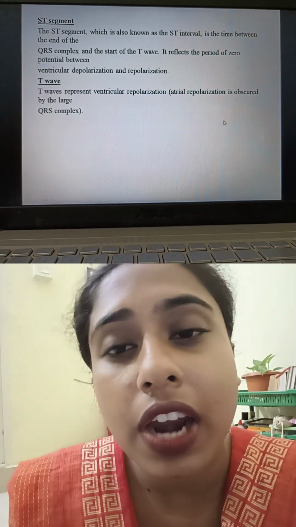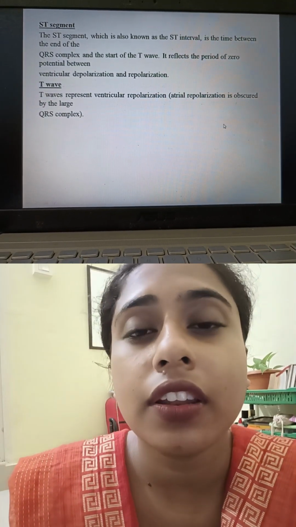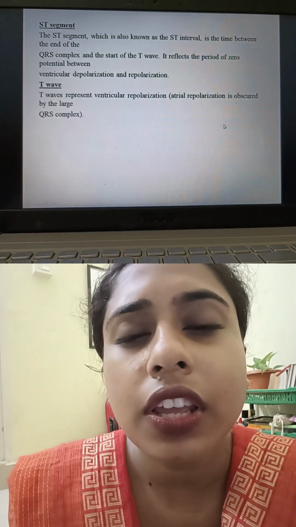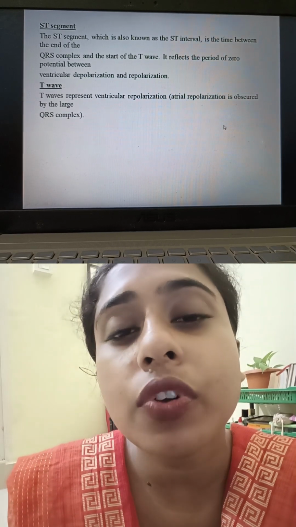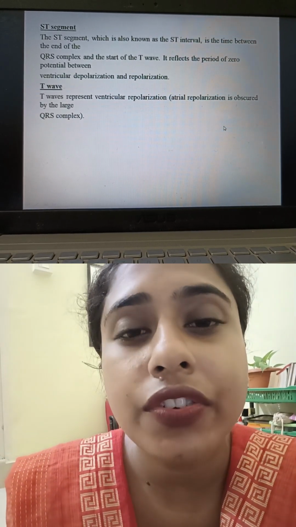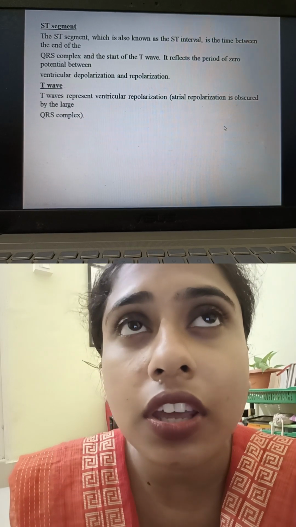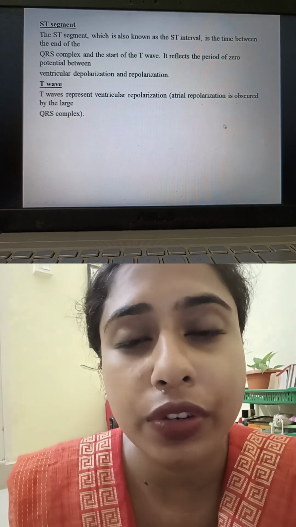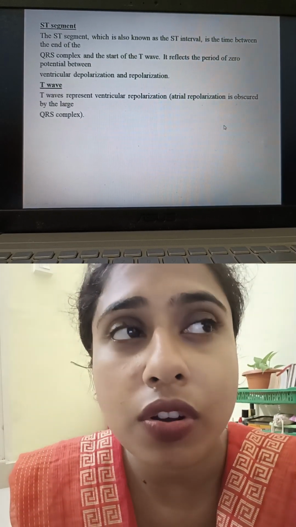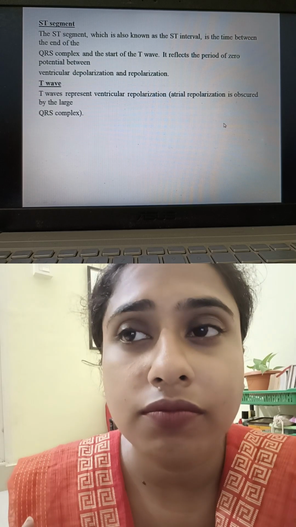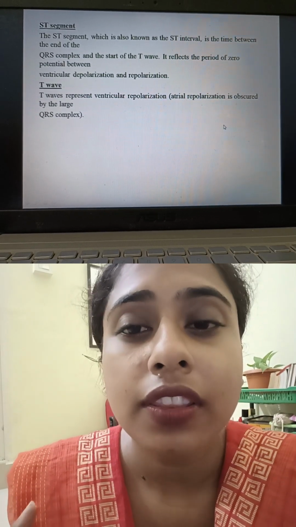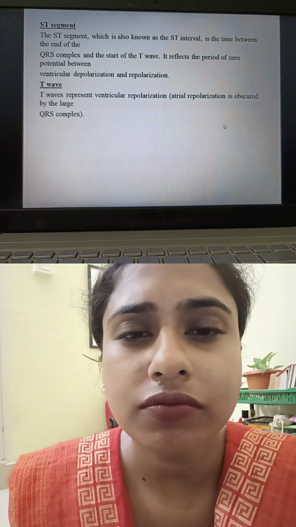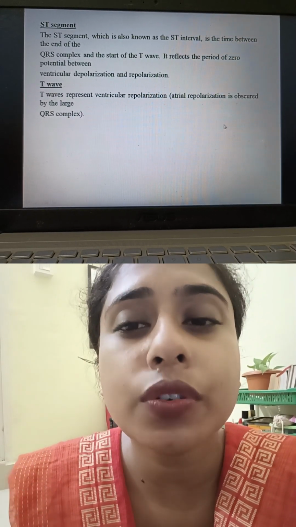There is atrial repolarization also. But the intensity of that wave is not that big, so it is obscured by the large QRS complex. That's why we cannot see the atrial repolarization.